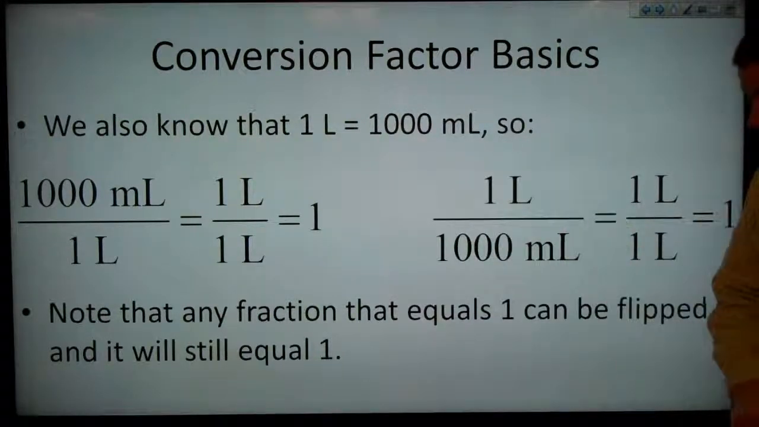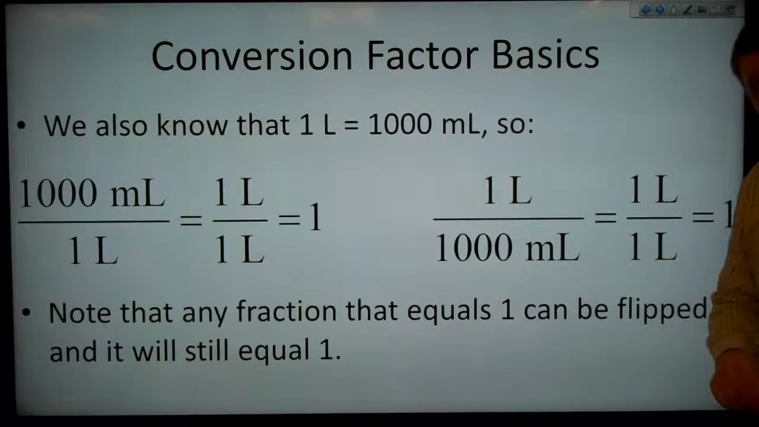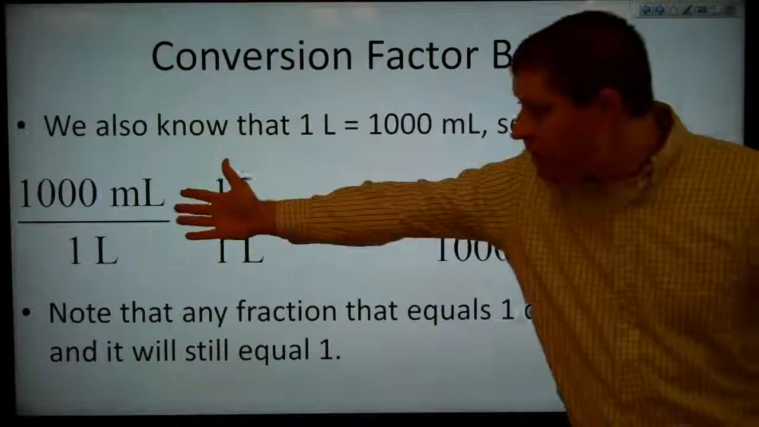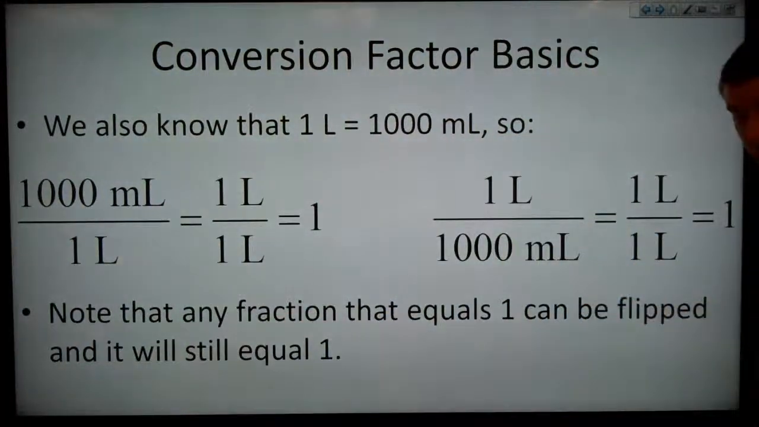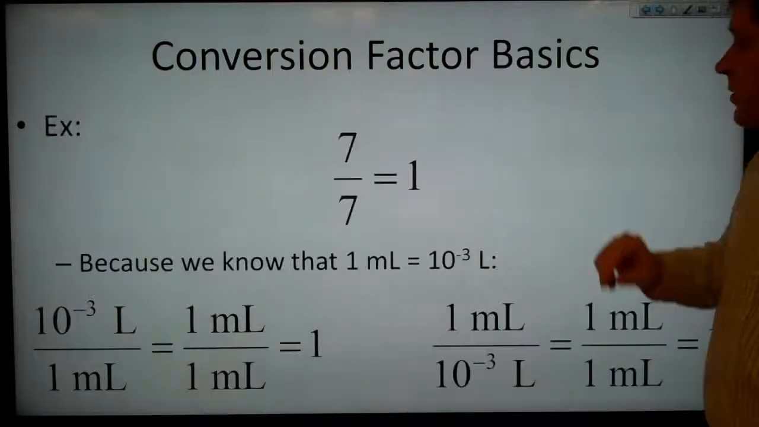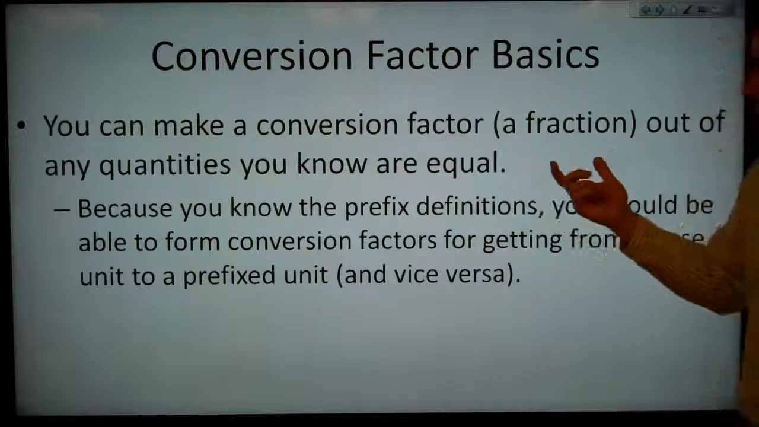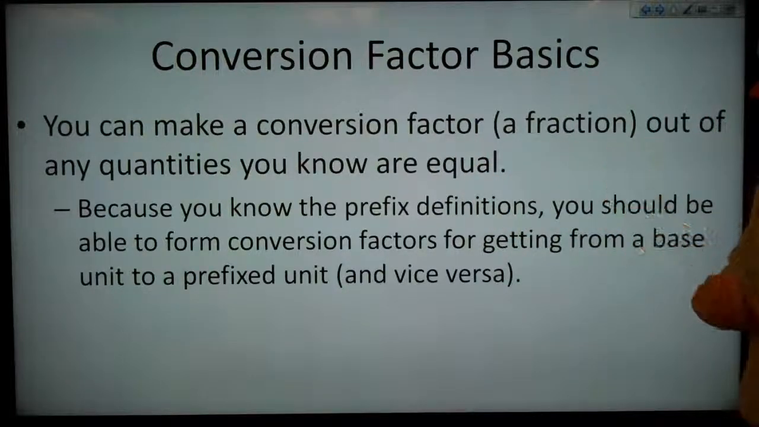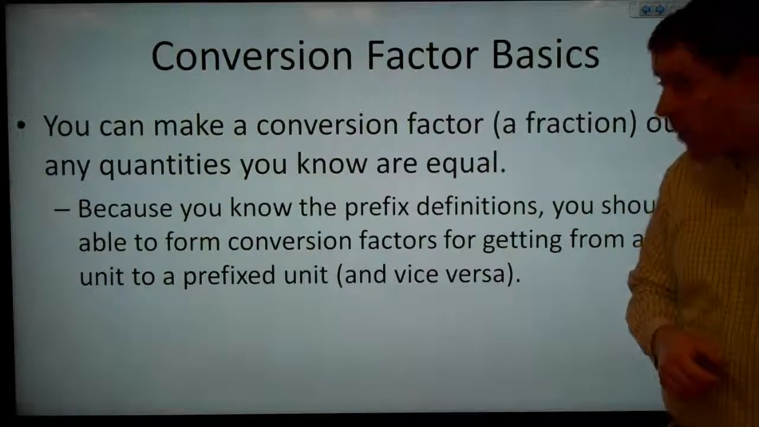And note here that any fraction that equals 1 can be flipped, and it will still equal 1. So we can have the 1,000 on the top and the 1 liter on the bottom, or we can have the 1 liter on top and the 1,000 milliliters on the bottom, and they both equal 1 because 1 divided by 1 is still itself. You can make a conversion factor or a fraction out of any quantities that you know to be equal.